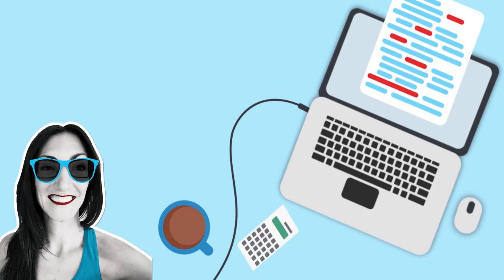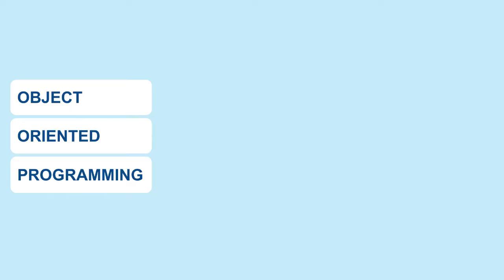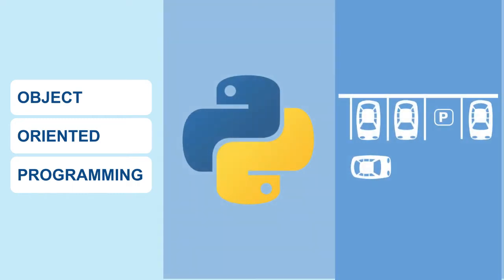Object-oriented programming is a really popular programming paradigm used in most companies. It's quite important to learn object-oriented programming if you want to become a software developer or if you are interested in learning programming. In this video, I will show you what object-oriented programming is, how to use objects and classes in Python, and we will design a parking lot using object-oriented programming.